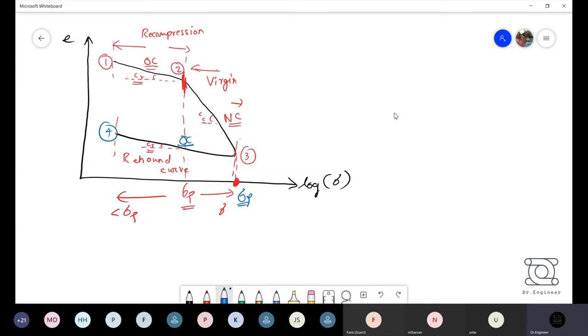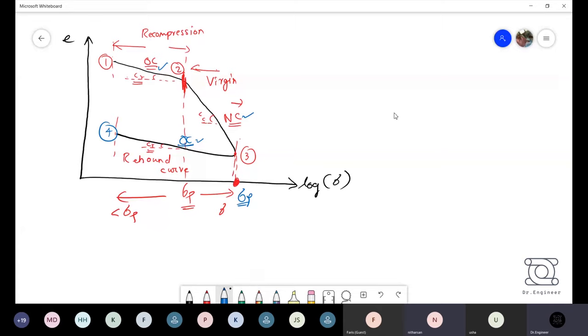So while performing your consolidation test, you started from OC state, came to NC state, and again moved to OC state. This is a repeated cycle. So, if we pass the sigma P, I mean at a corner point.